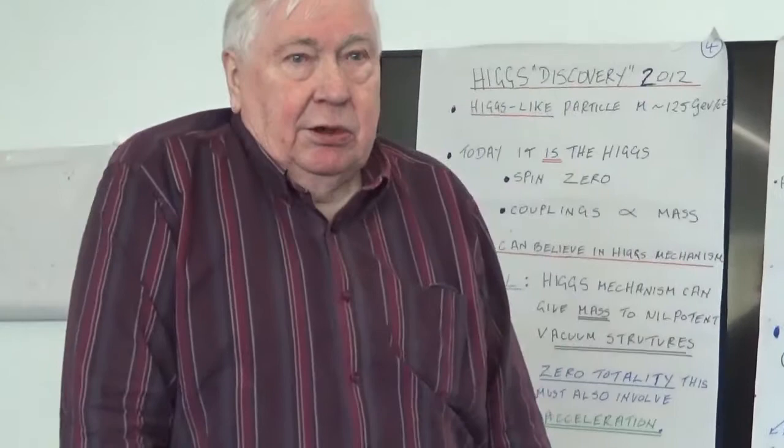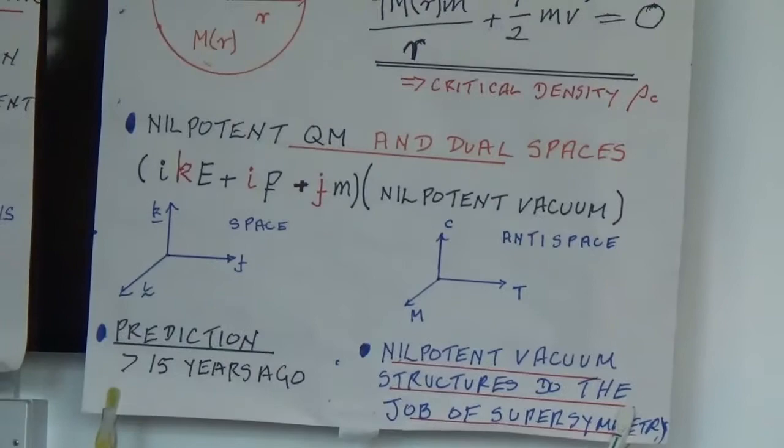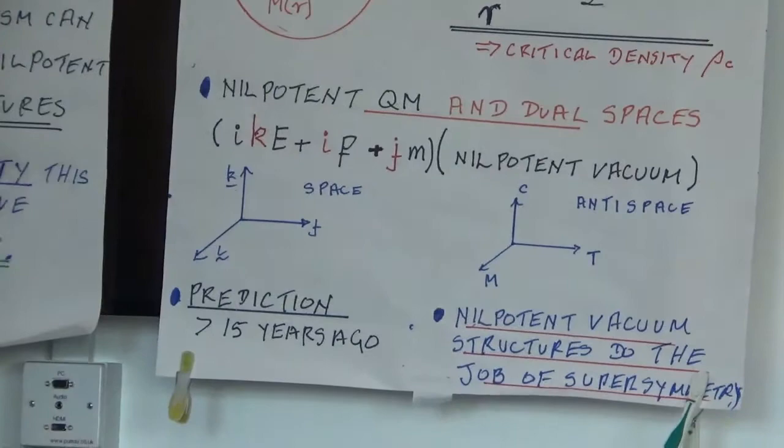And Peter, you're happy that the Higgs mechanism is what gives mass to your nilpotent fermion. Totally happy with it, yeah. You're totally happy with it. So Peter gives you a thumbs up. So Peter likes the Higgs mechanism. We can now believe in it.